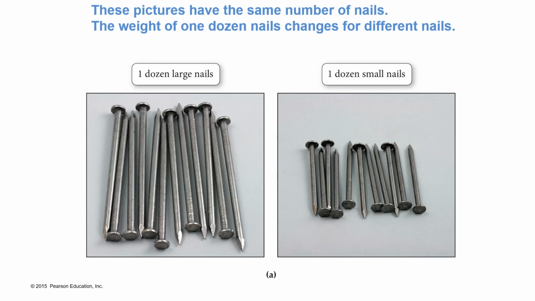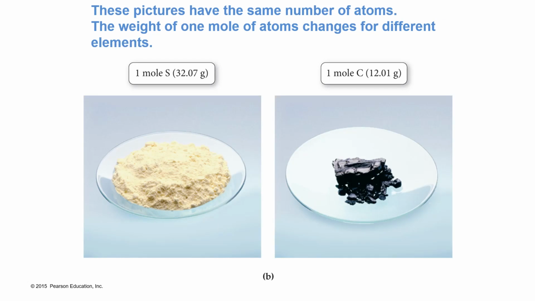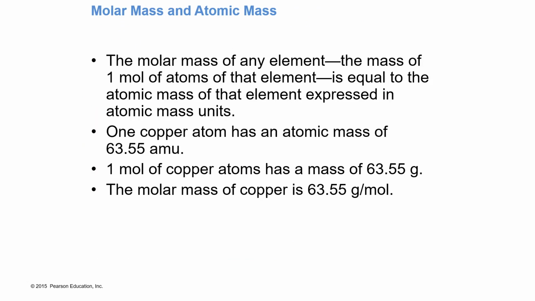So, looking at nails, 1 dozen large nails and 1 dozen small nails are going to have different masses. They're not going to weigh the same. Just like different elements are going to have different masses. And I talked about this before, like a dozen eggs is going to have a different mass than a dozen chickens. So the molar mass of any element, the mass of 1 mole of atoms of that element, is equal to the atomic mass of that element expressed in atomic mass units.